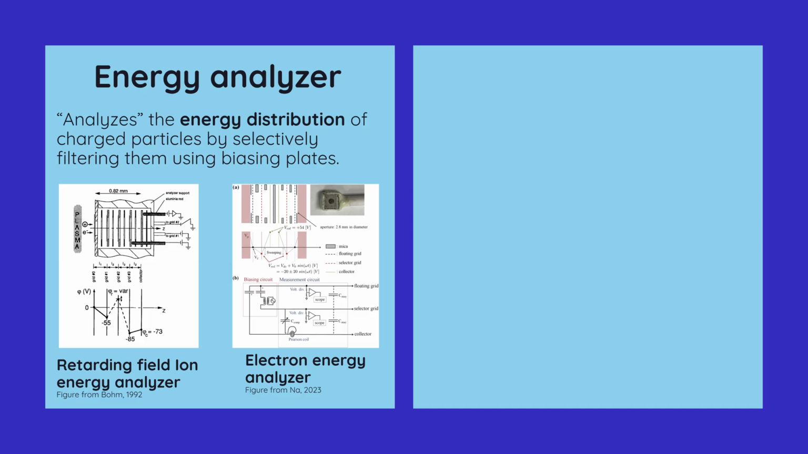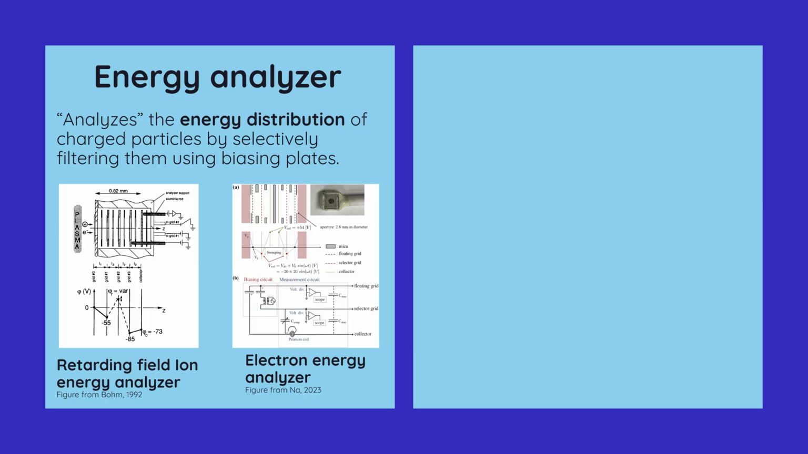However, it is almost impossible to get an accurate measurement of the local bulk electron properties because the sheath around the probe modifies the energy and number of electrons entering the analyzer. In both cases, it is important to prevent secondary electron emission when particles hit the grids. Otherwise, the analyzer's readings won't be accurate.